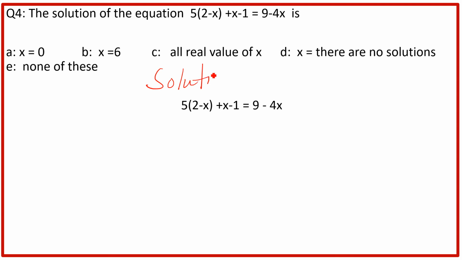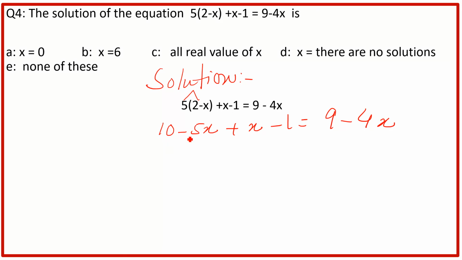It is an MCQ, a multiple choice question. As I have told you, if you have any integer in front of the parenthesis, you have to multiply that number with whatever you have in the parenthesis. So 5 minus 5x plus x minus 1 is equal to 9 minus 4x.